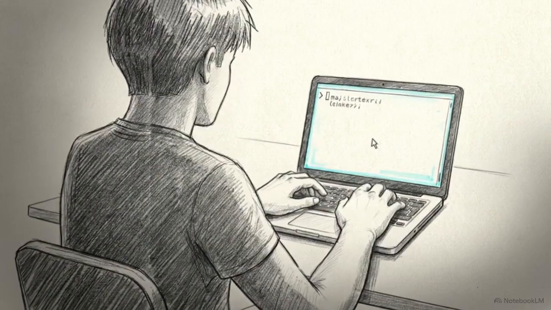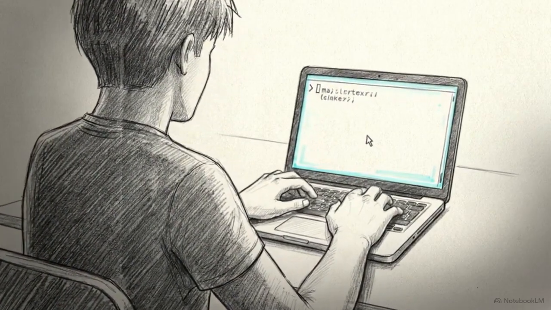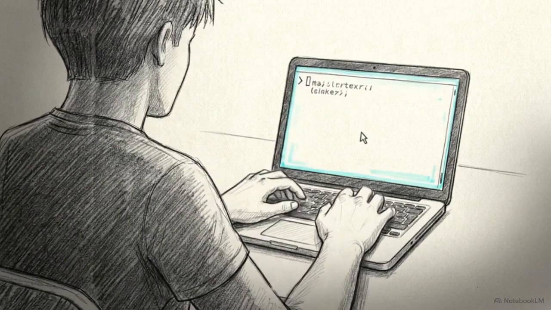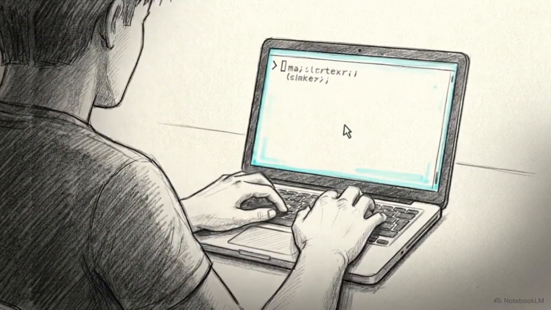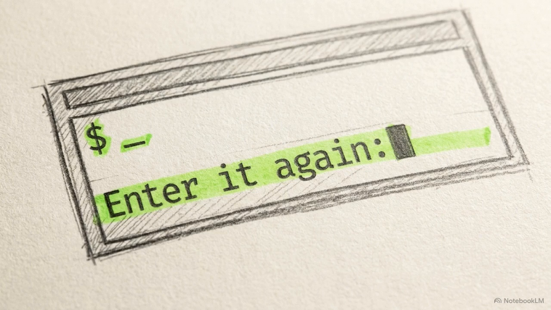As you type, no characters or placeholder asterisks will appear on the screen. This invisible keystroke feature is intentional, preventing over-the-shoulder snooping. Press enter, and you will receive a secondary prompt. Re-enter the exact password to confirm the change.